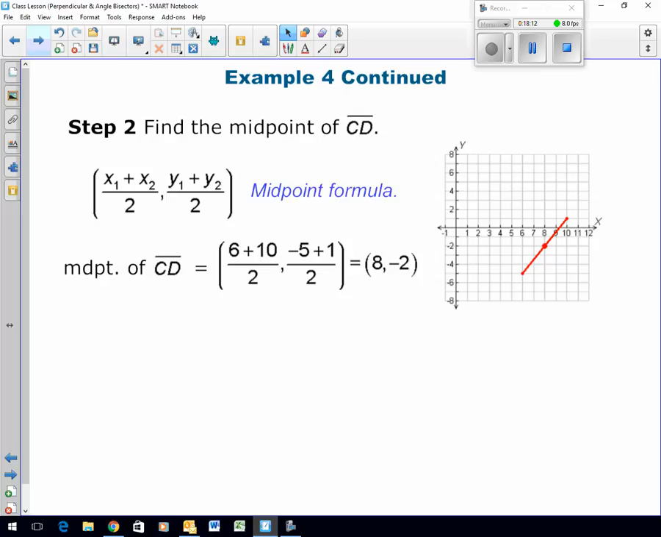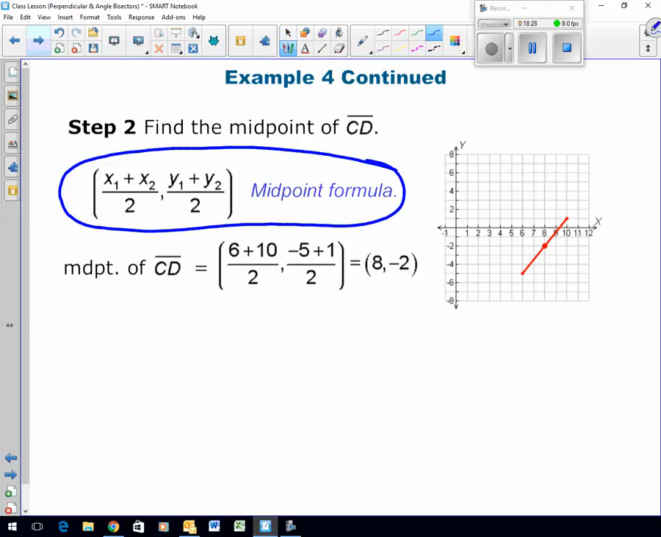After I graph my points, y'all listen. After I graph my points, I need to find the midpoint. If you haven't written down your midpoint formula yet, you've got 10 seconds to do it right now. X1 plus X2 divided by 2, comma, Y1 plus Y2 divided by 2. That gives me the midpoint of the segment.